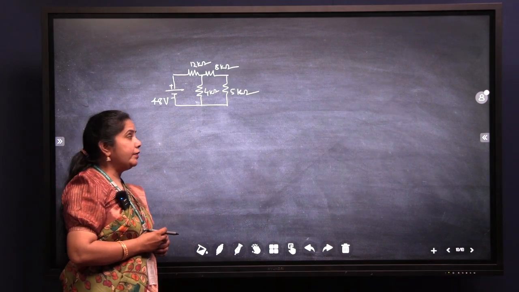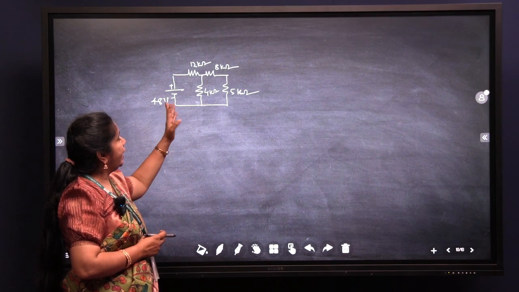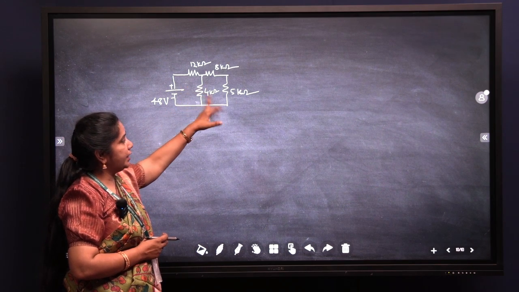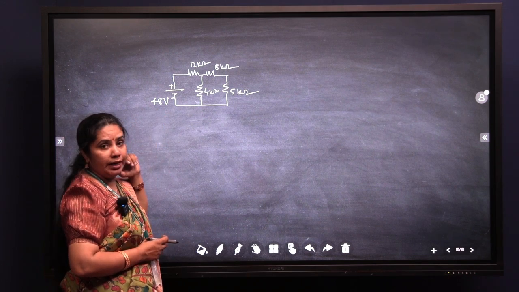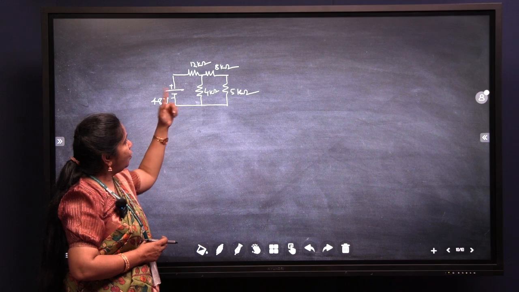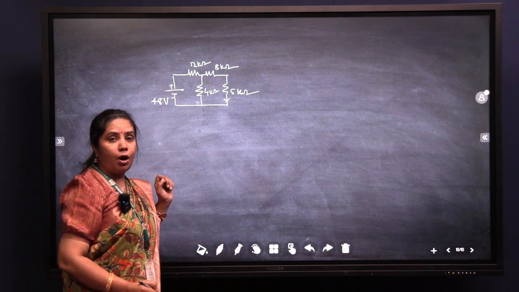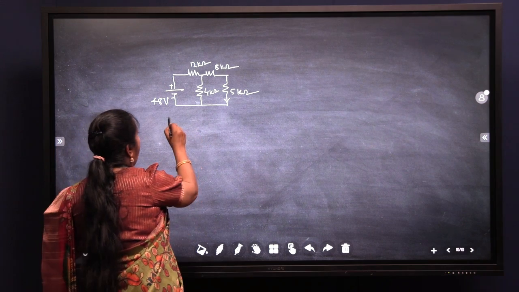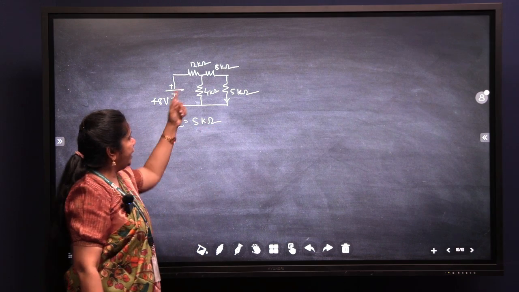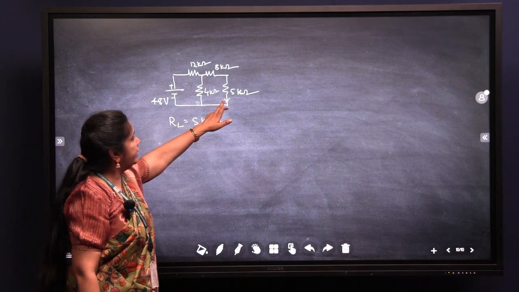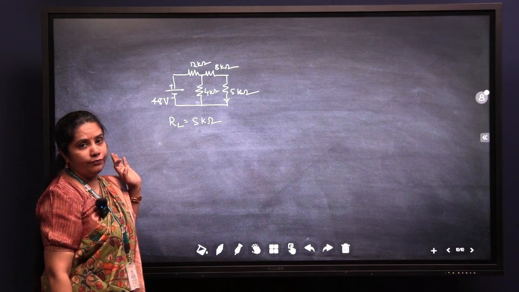Now we will see a simple numerical example to solve our Thevenin's problem. If you observe, I have taken one T network which is connected in series with a load resistance of 5 kilo ohms, and here we have one single voltage source, that is 48 volts. I want to calculate in this entire circuit the current in the 5 kilo ohms. So what is our load resistance value? RL will become 5 kilo ohms. Yes or no? So I will take the load resistance RL as 5 kilo ohms.